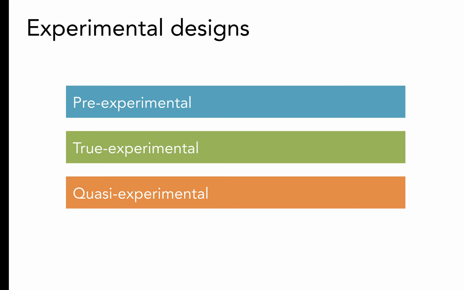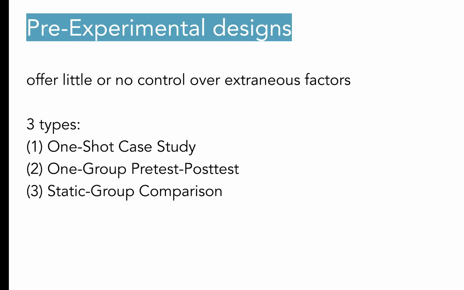Let's start with the pre-experimental designs. Pre-experimental designs, honestly, they offer very little or no control over these extraneous variables. So they don't have a very strong internal validity. Still, they're very commonly used because they're very easy to set up and therefore often used in the industry. There's three main types: the one-shot case study, the one-group pre-test post-test, and then a static group comparison.